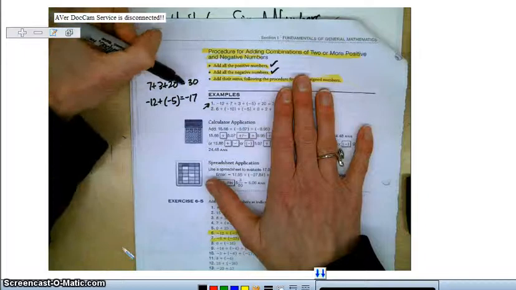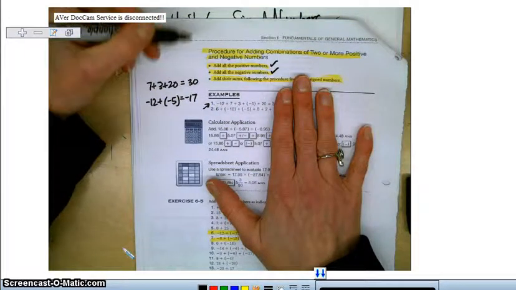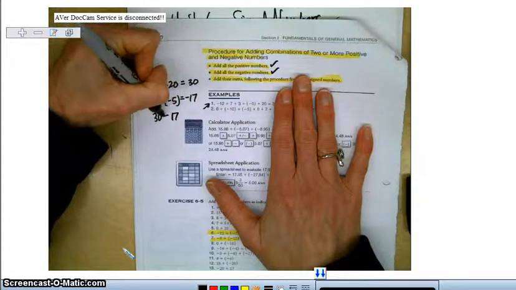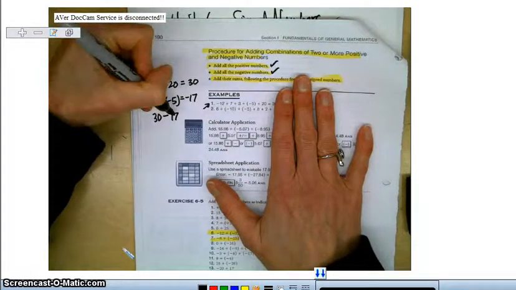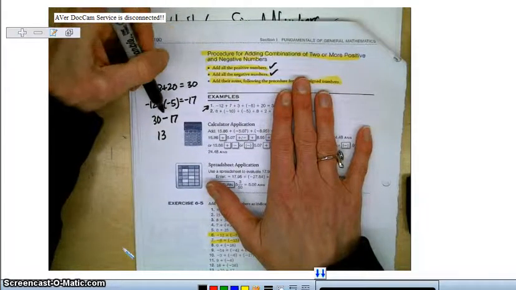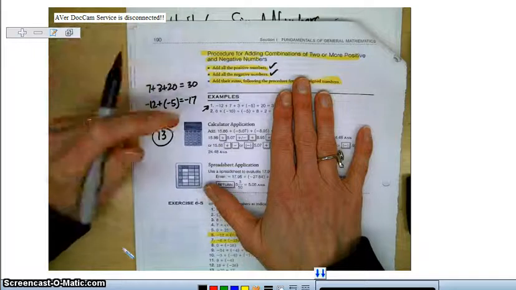And then since I'm taking 30 plus -17 now, I'm going to find the absolute values, so that's 30 and 17. I subtract those. 30 minus 17 is 13, and then I look at these and say, which is bigger, the 30 or the 17? The 30 is bigger, and it was positive, so my answer is positive.